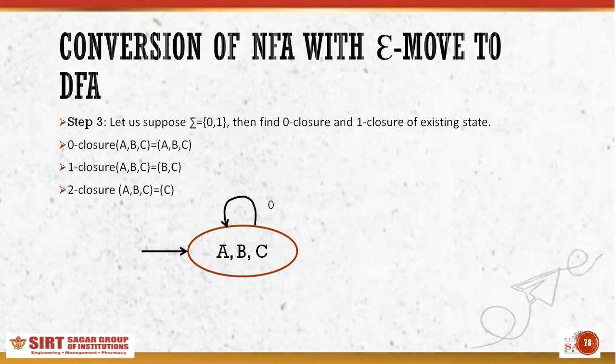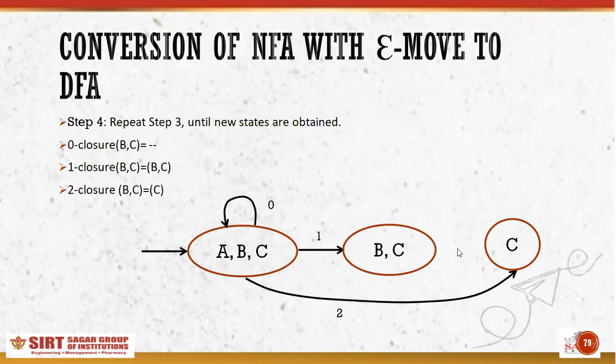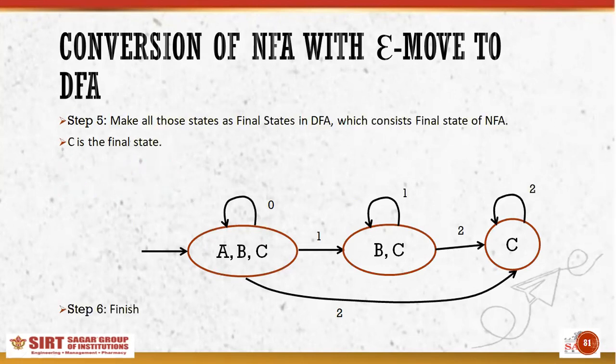You will be tracing out all these three calculations in your machine. So the 0 closure of ABC is ABC, so I'll make a self loop over here. Then the 1 closure of ABC will lead me to a new state BC, so I'll make a new state BC and make the 1 transition. And for 2, I'll make another new state C, and trace out the transition for 2. And similarly, as I got two new states here, BC and C, I will repeat this step again and again till no new state is found. So this is the final machine which I'll get.